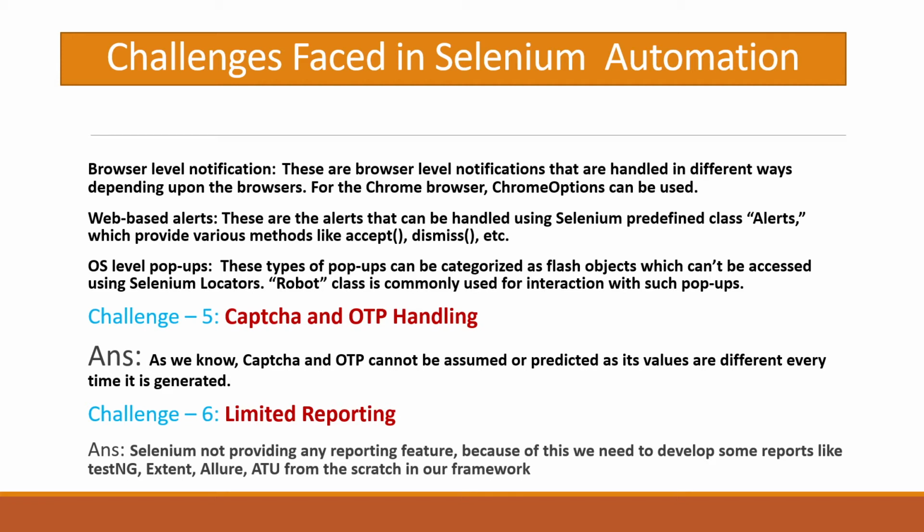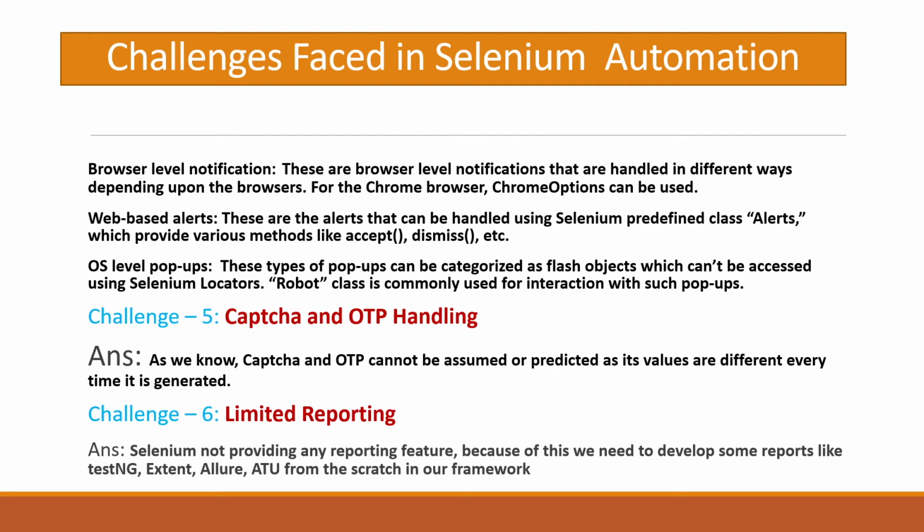And also web based alerts, right? Web based alerts are the alerts that can be handled using a Selenium predefined class, where Alert is a class which provides predefined methods like accept and dismiss. What is the example for these web based alerts? For example, if you open some website, there you will get an alert saying, this site says, do you want to leave this site or do you want to continue on this site? This is one example of a web based alert.